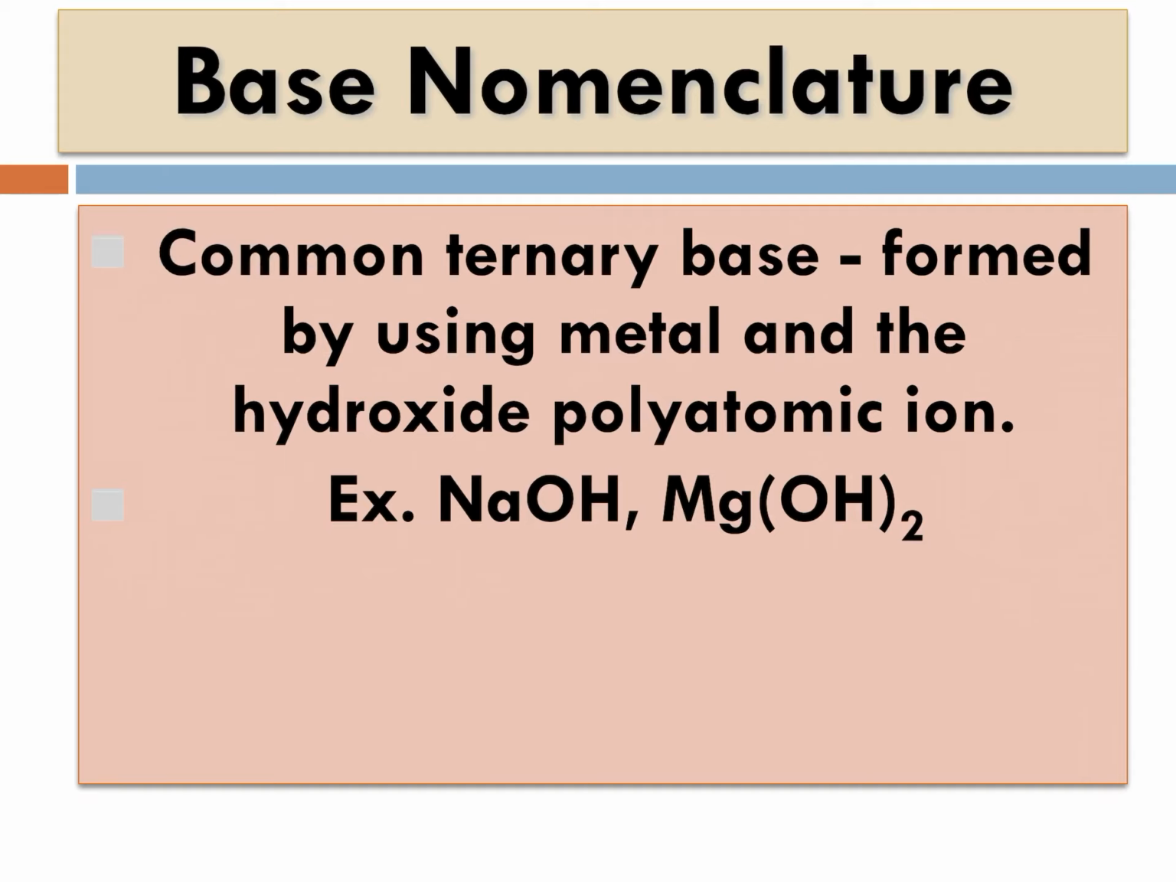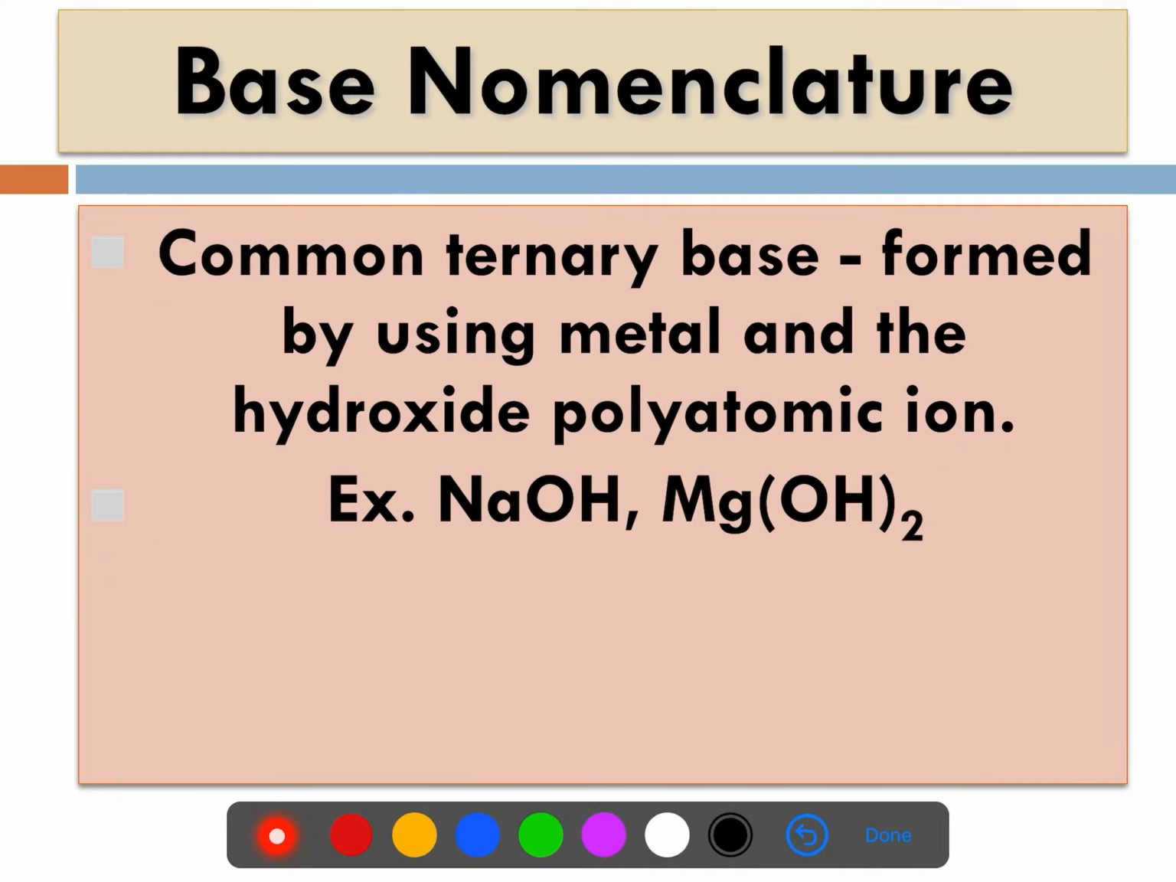As far as the bases, the only bases at this level are going to have OH minus in their formula, and they're very easy to name. We just name the metal and then end it with hydroxide. Doesn't matter how many hydroxides there are. So sodium hydroxide, NaOH, pretty easy, right? Sodium for the metal, hydroxide for the OH minus. But the second one is just called magnesium hydroxide, not dihydroxide, just hydroxide.